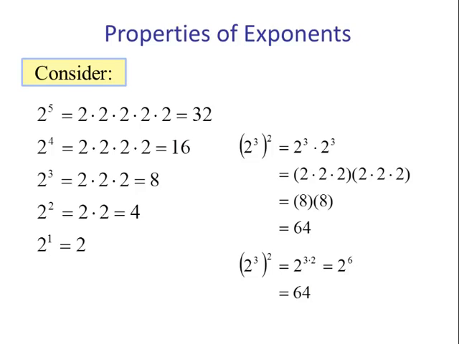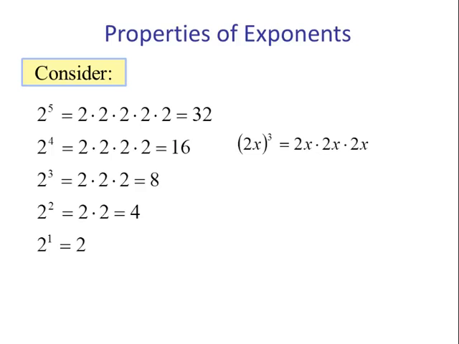It's the same answer. Now next, this time we have two bases, a 2 and also an x, and I'm raising that to a 3rd power. So my base would be 2x, so I have 2x times 2x times 2x, because there's a 3 here. Now I'm multiplying 2 times 2 times 2, and we have x times x times x.